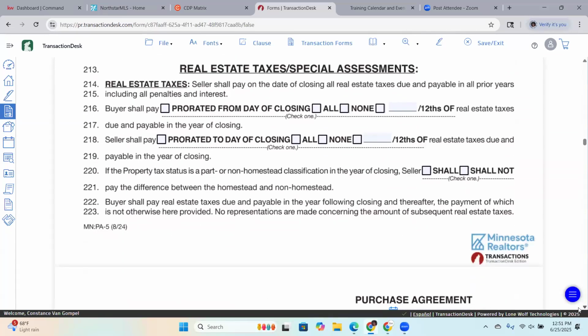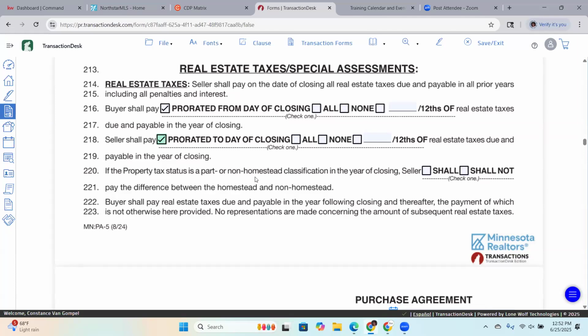Real estate taxes. On here, once again, you're working for your buyer. The buyer shall pay prorated from the date of closing. Okay. And the seller shall pay up until the day of closing. Now, if you're down to the point where it's maybe right before taxes are due, the end of the year or something, maybe the buyer will pick it up, maybe the seller will pick it all up.